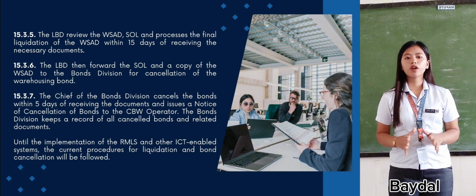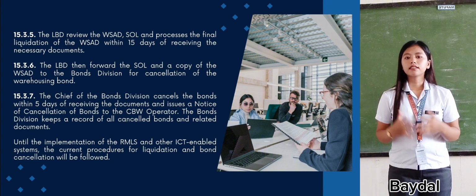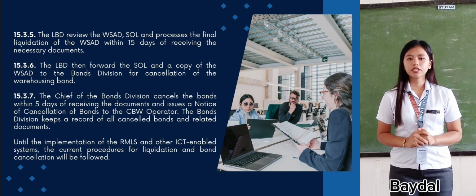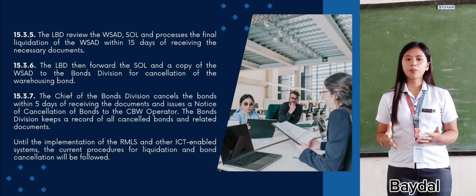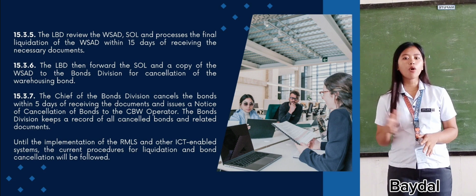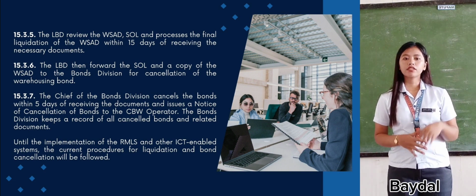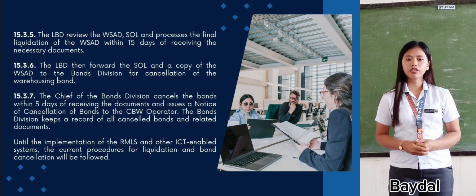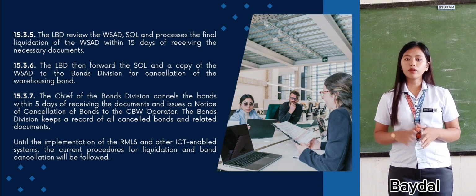So, unsa man ang warehousing bond? It is a type of surety bond that is required sa government agencies or regulatory bodies para ma-ensure nila nga ang company nag-comply sa certain regulations or standards when storing goods or commodities in their warehouse.